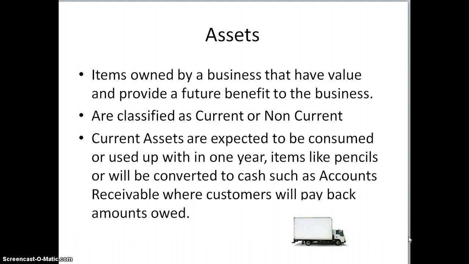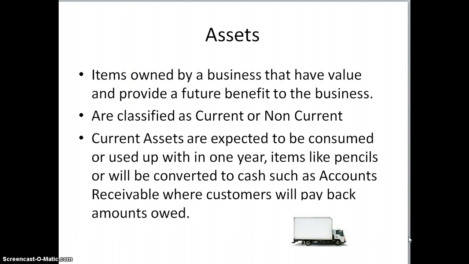Other assets that we think about commonly are cash, accounts receivable, inventory, and we'll look at them a little bit more and we'll classify them. Assets are classified as either current or non-current. Current assets are expected to be consumed. So when we say consumed, we mean used up. So something like a pencil or a piece of paper might be your supply. That's an asset. It would be consumed or used up. You'd use all the pencil lead or you would use all the paper.